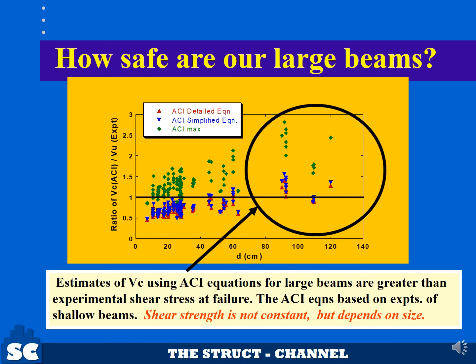How safe are our large or deep beams? This figure shows experimental data with varying depth. Estimates of V sub C using the ACI equations for large beams are greater than experimental shear stress at failure. The ACI equations are based on experiments of shallow beams; shear strength is not constant, but it should depend on size. So the line here represents the ratio of the ACI equation divided by the experimental shear. Values above this line represent over-prediction.